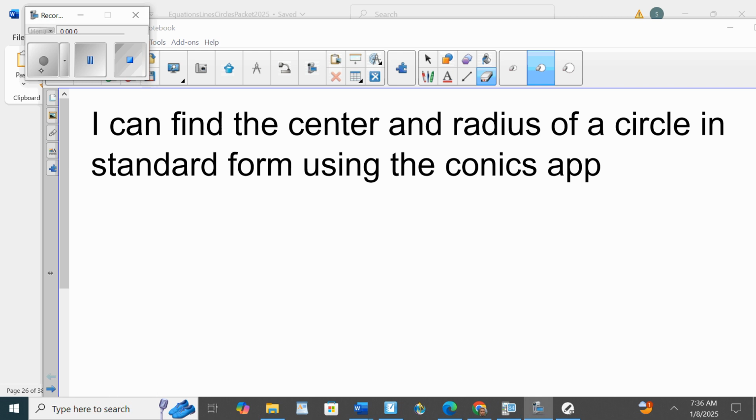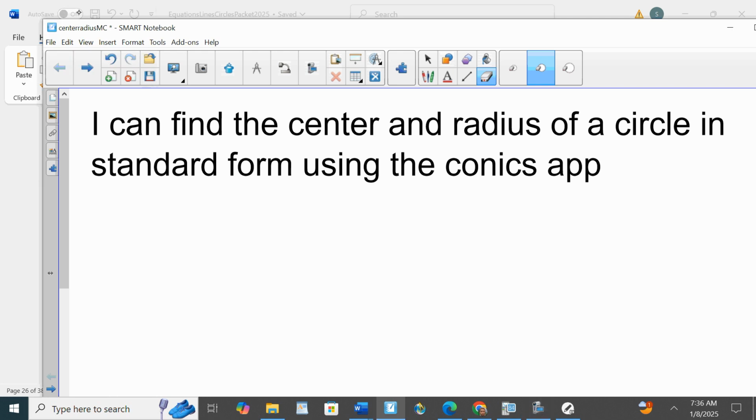Hello everybody, very important lesson. I can find the center and radius of a circle, which we did the previous lesson using completing the square, but now using the Conics app. This is a giant shortcut. It'll work the majority of the time.